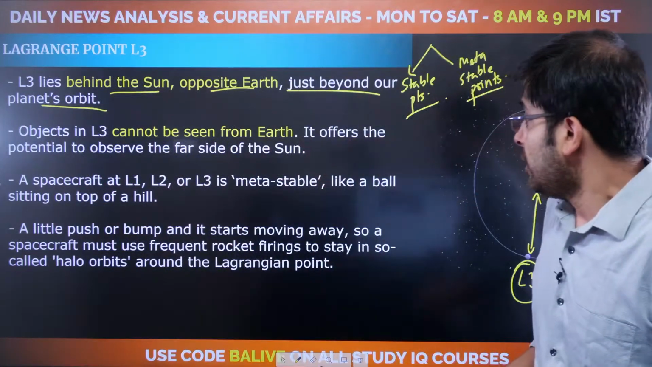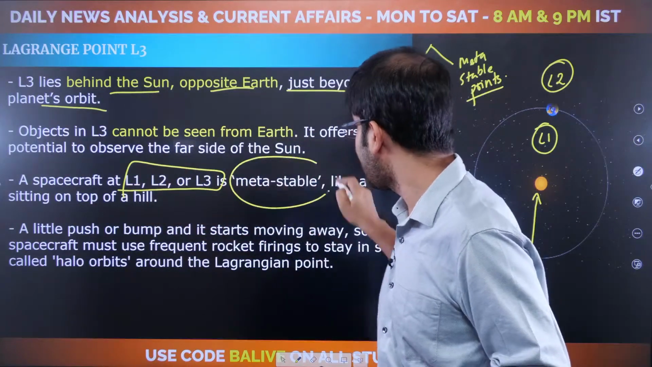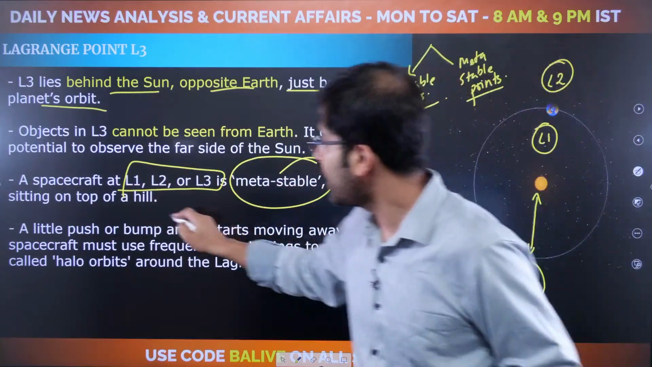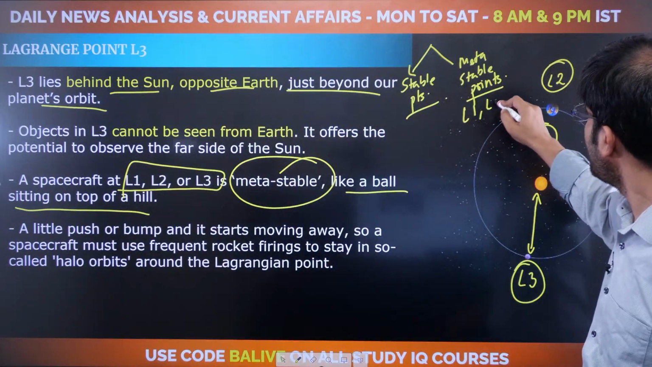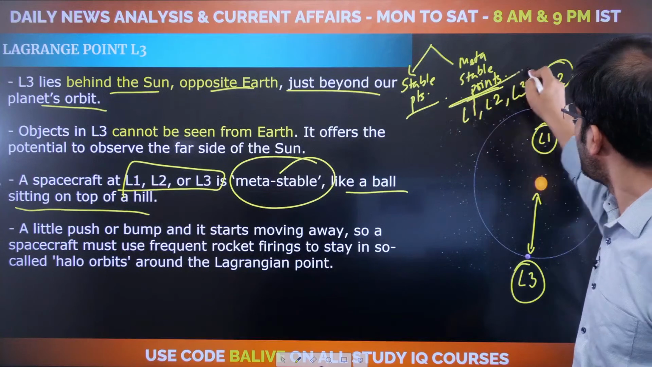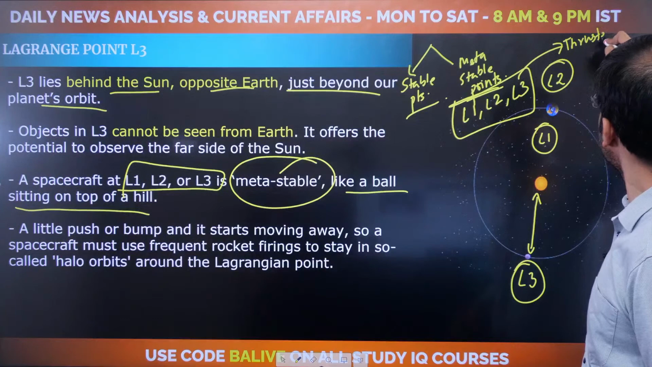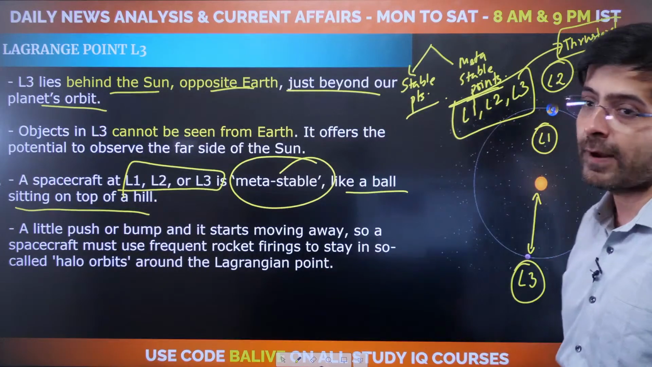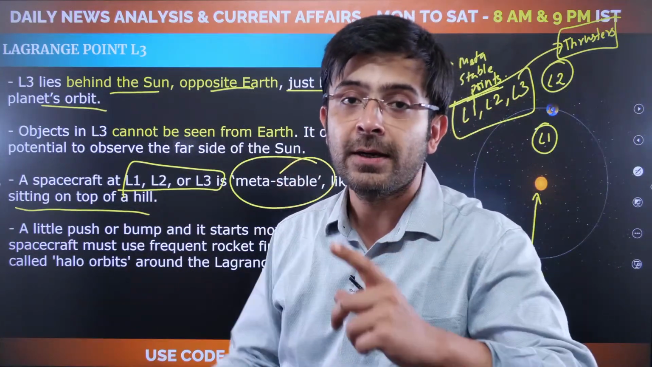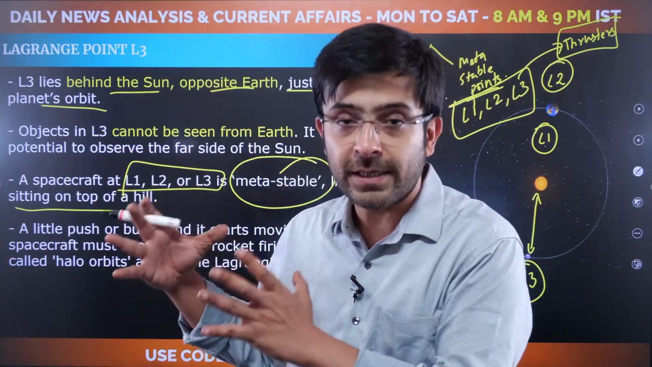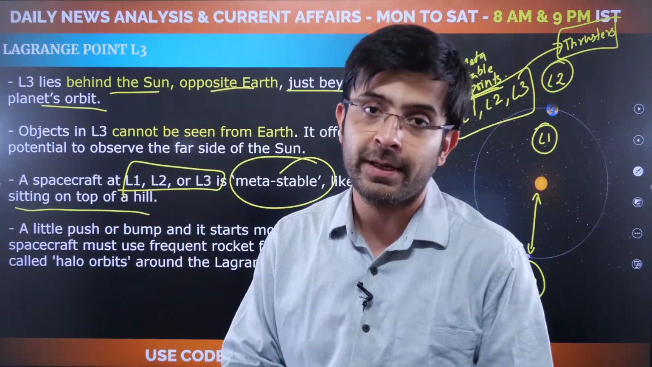Again, a spacecraft at L1, L2 or L3 is metastable, like a ball sitting on top of a hill. So your metastable points are L1, L2, L3. What's the meaning of metastable? The thrusters of the spaceship or the instrument that you have sent upwards need to be employed from time to time to maintain balance, to maintain stability. If you do not use your thrusters, you will lose stability.